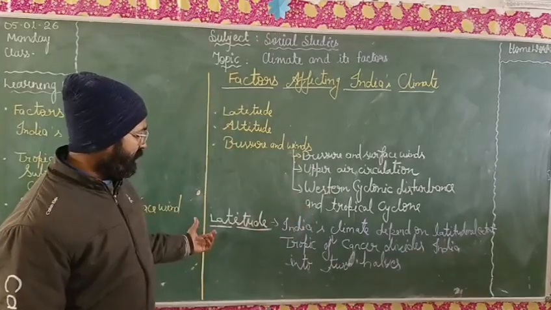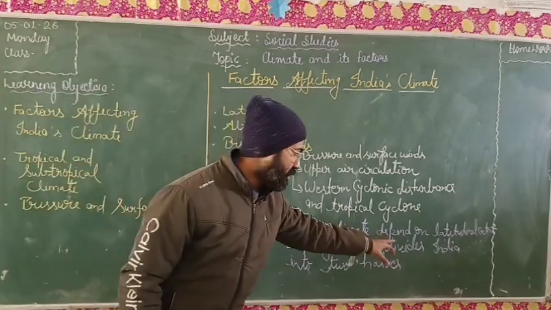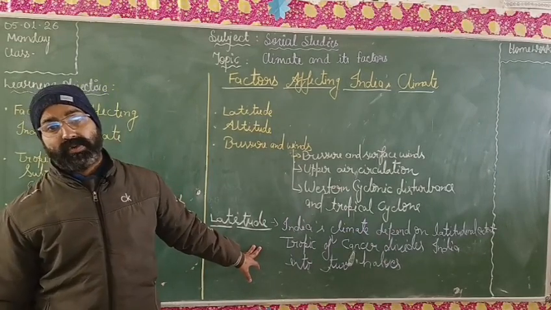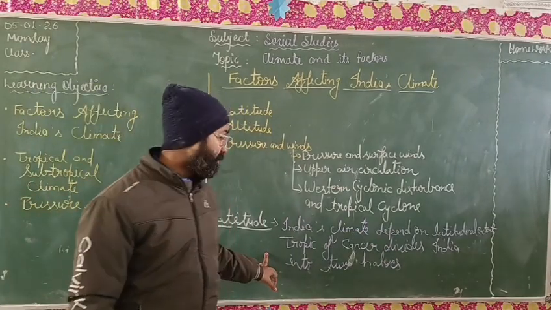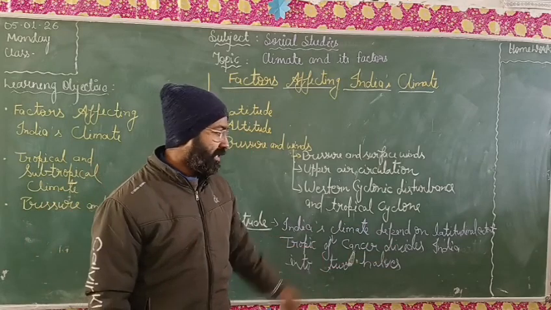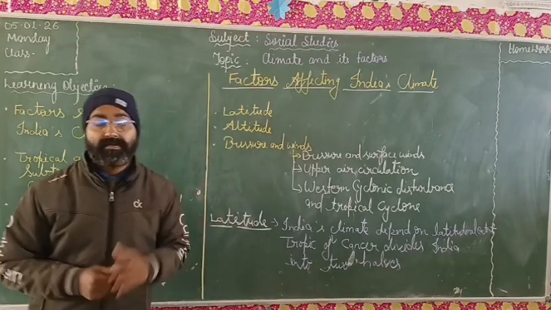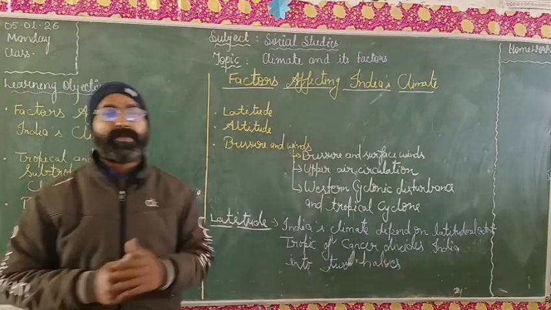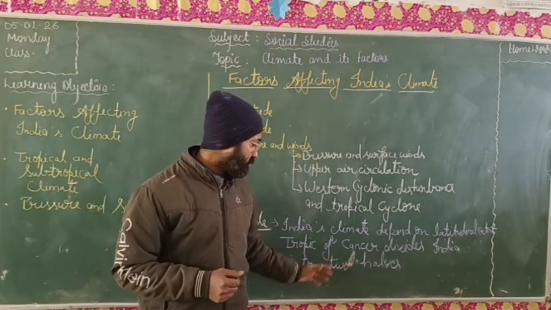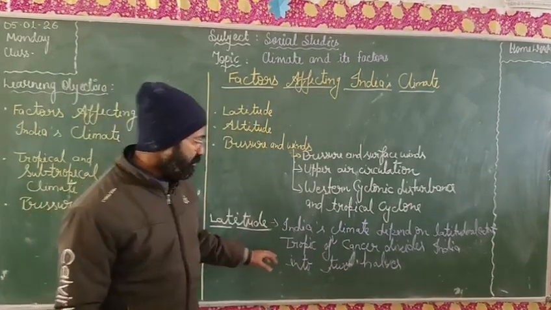First, we are going to start with latitude. India's climate depends on its latitudinal extent, which is 37 degrees 6 minutes north to 8 degrees 4 minutes north. The Tropic of Cancer divides India into two parts, northern and southern.